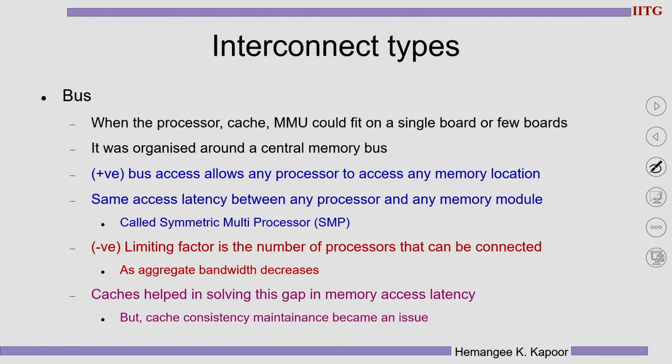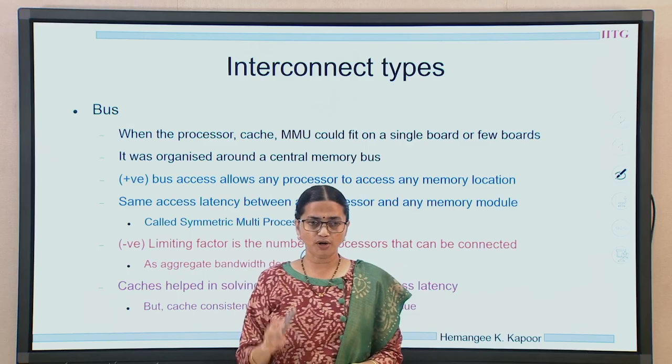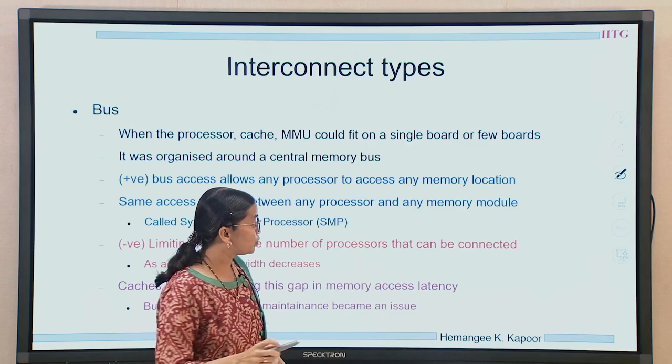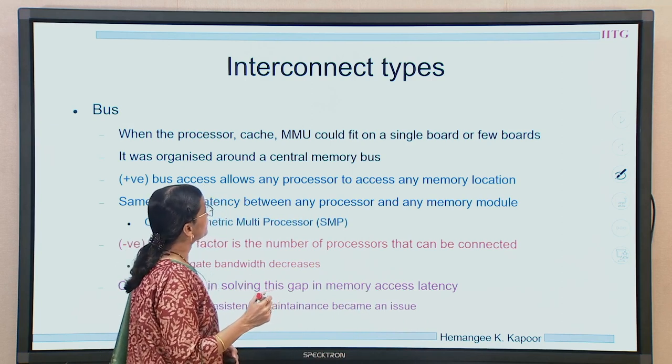The third interconnect is the bus type. So when we could pack the processor, the cache, the memory management unit into a small chip and onto a board, multiple such boards could be connected on a small bus. So this was a central memory bus to which these modules were connected. So the advantage with this was every processor can access every memory module because there is a single path between the processors and the memory.